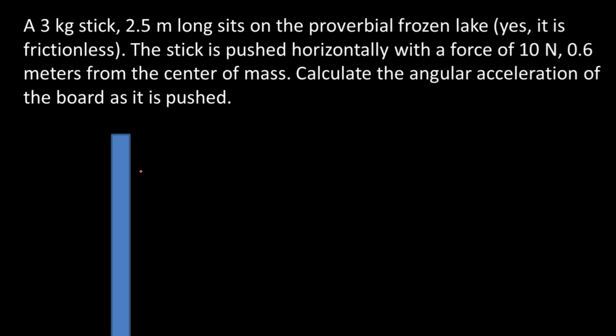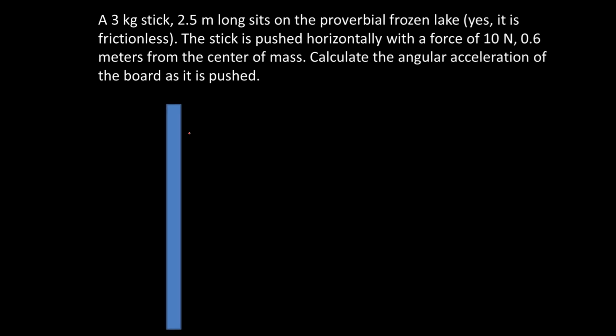Last example here. In this one, we have a 3 kilogram stick, 2.5 meters long, that sits on the proverbial frozen lake. Yes, it is frictionless. The stick is pushed with a horizontal force, not acting through the center of mass, with a force of 10 newtons, 0.6 meters from the center of mass. There's our center of mass. Calculate the angular acceleration of the board as it is pushed.